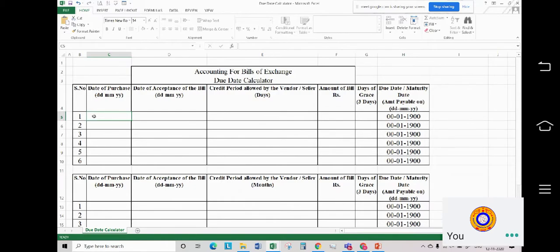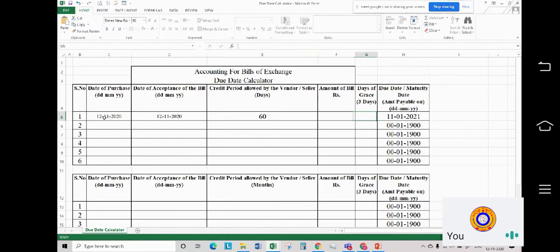So first, here I am giving a date, in the first one, serial number 1. I am giving a date of purchase as today's date. Today it is 12, 11, 20, and acceptance of the bill can either be today or some other date. So I am giving first today's date itself, 12, 11, 20. Here we need to give the detail given in the question, like how many days the vendor, the seller, is giving the credit period. So if it's 60 days, I'll give it as 60 over here.